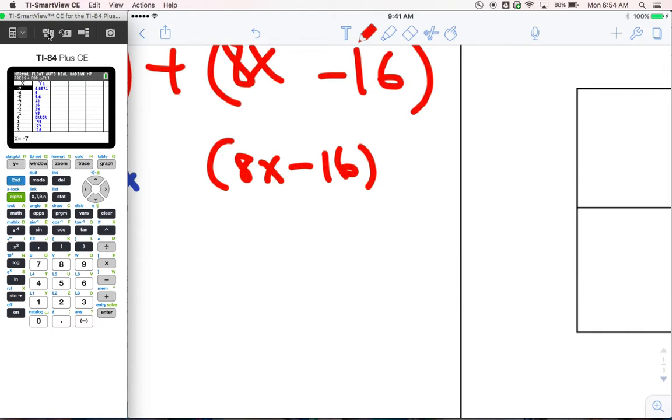Remember, totally different group here. We got 8x and 16. My GCF is not going to have x because 16 doesn't have an x. But both of these are divisible by 8, right? That's the biggest number both can be divided by. So I'm going to use 8 for my GCF. That number goes outside, and we have to figure out what is left over.